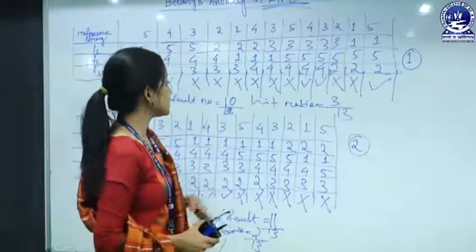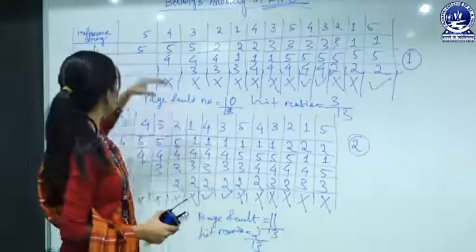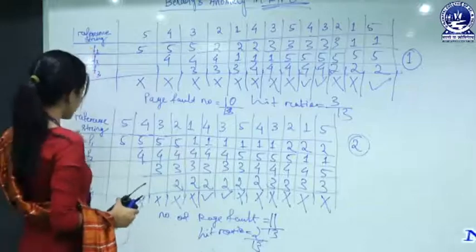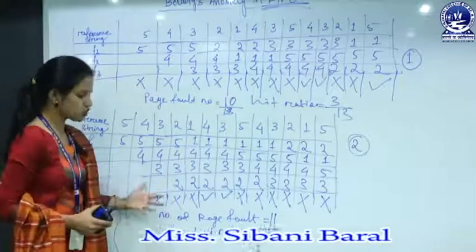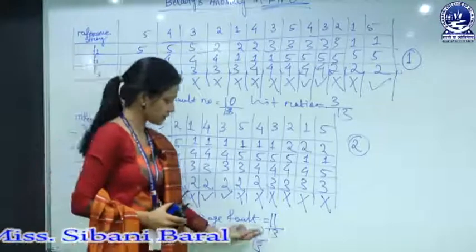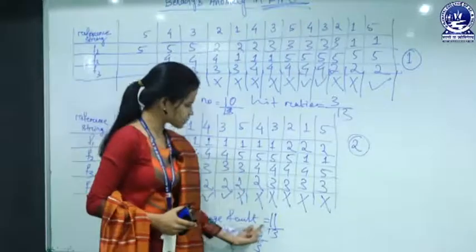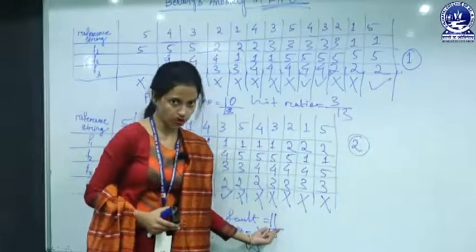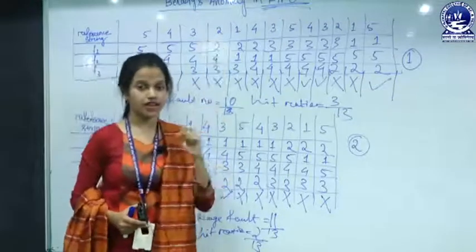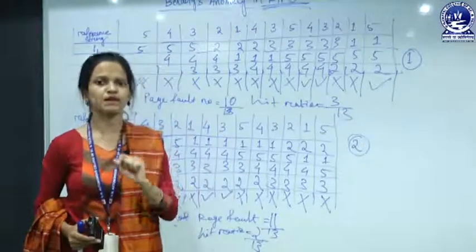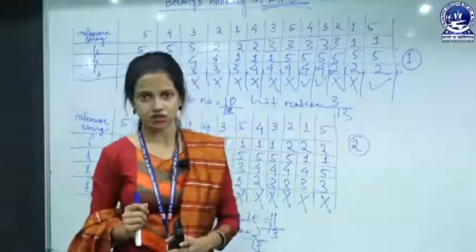But in some conditions like this, here the number of frames is 3 and here the number of frames is 4. The page faults should be decreased, but here the page fault number is 10 and here the page fault number is 11. So this condition is called Belady's anomaly, and it occurs in FIFO page replacement, not in LRU or optimal page replacement algorithm.